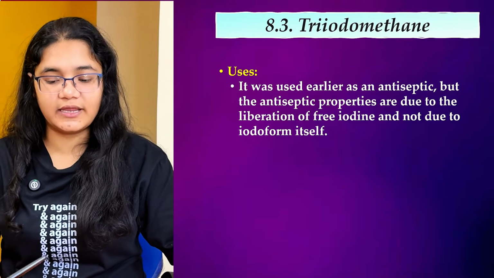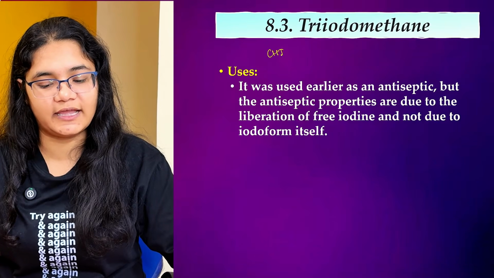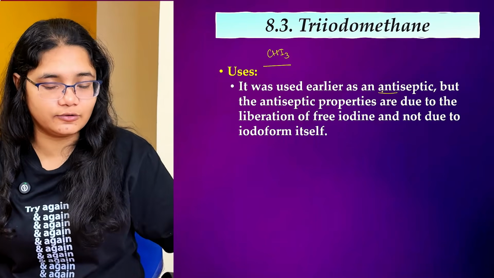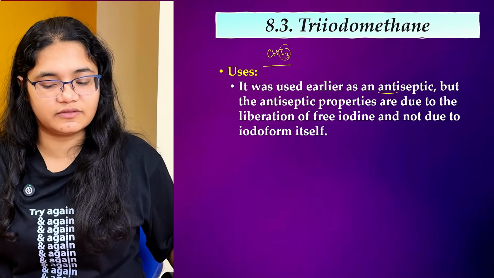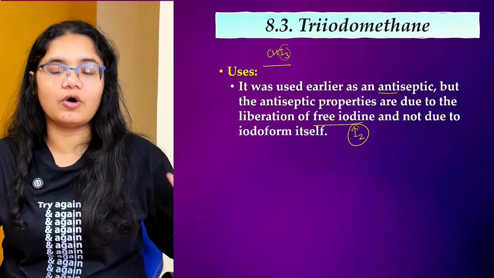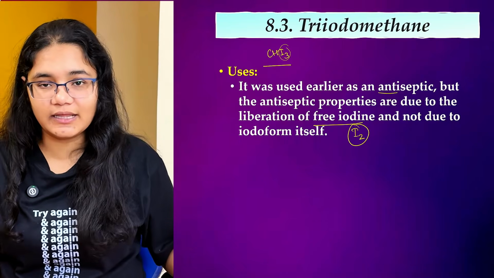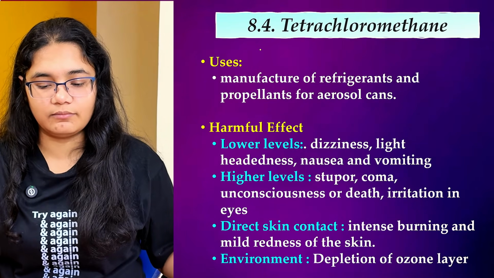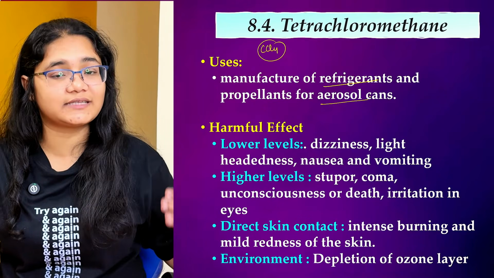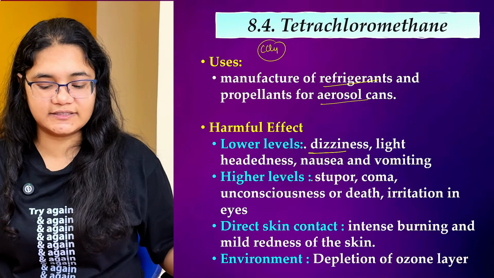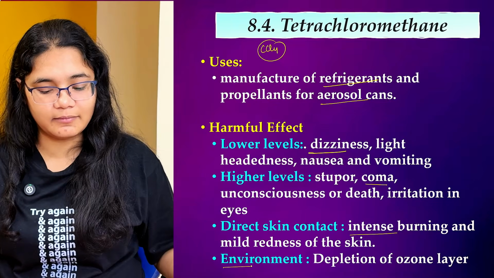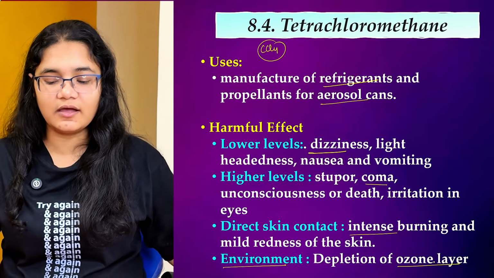Next one is triiodomethane. The formula here is CHI3, and it is used as an antiseptic. It was used earlier, but the antiseptic property is not because of the iodoform itself; when it is used it produces free iodine, that is I2, which can cause healing and can be used as an antiseptic agent. Next we have tetrachloromethane, that is CCl4. It is used in the manufacture of refrigerants and aerosol cans. At lower level, it causes dizziness. At higher level, it can cause even coma. Direct skin contact can cause burning, and as an environmental pollutant, it causes depletion of the ozone layer.